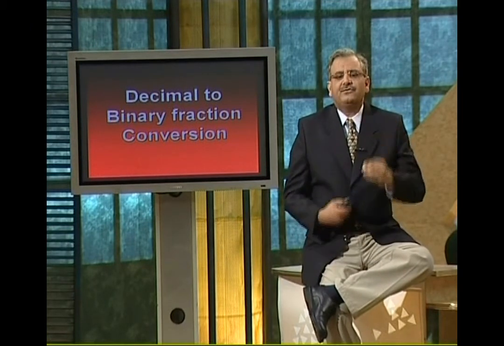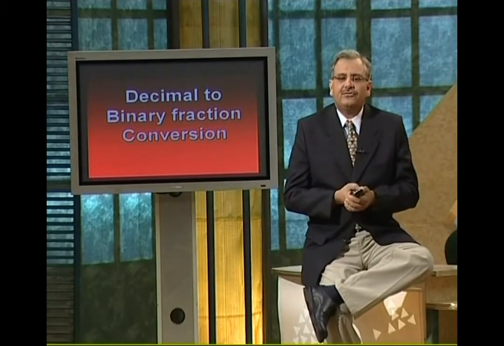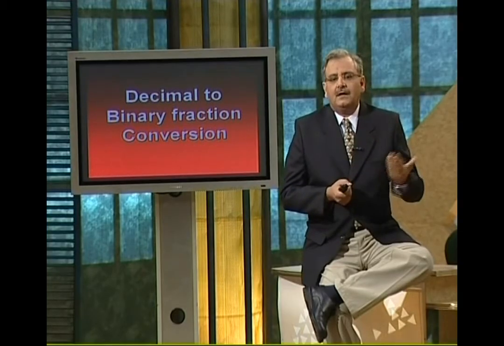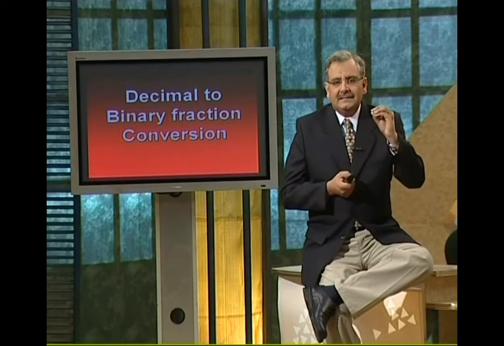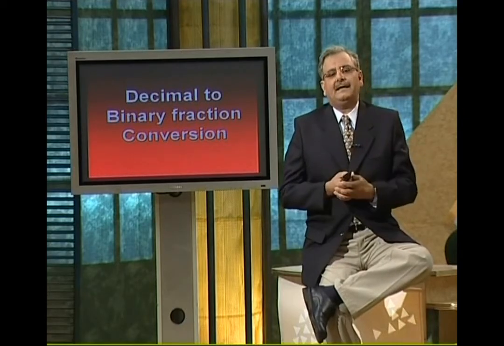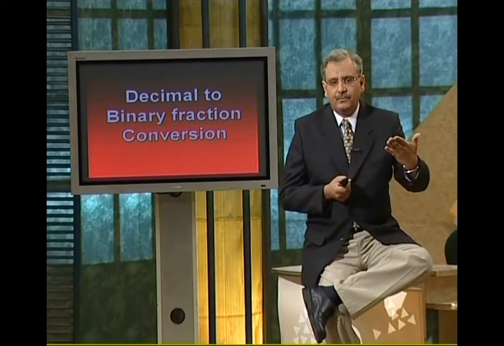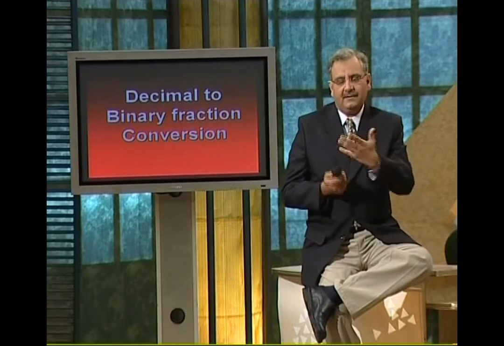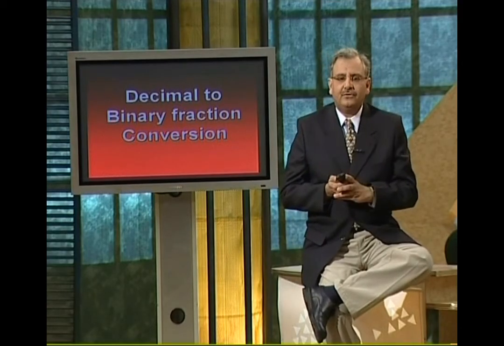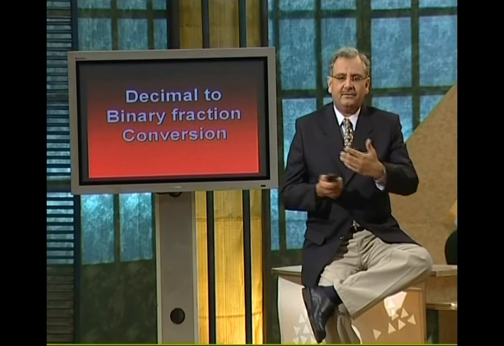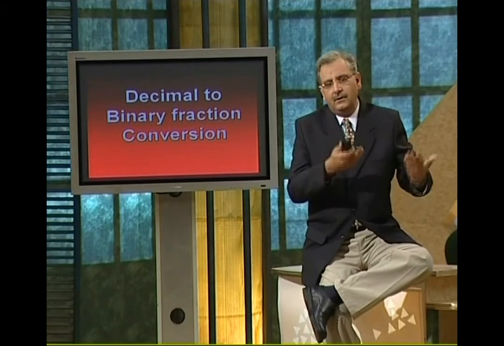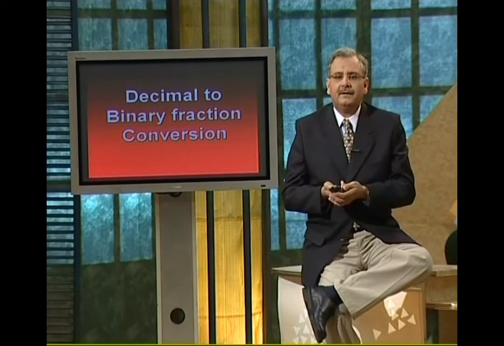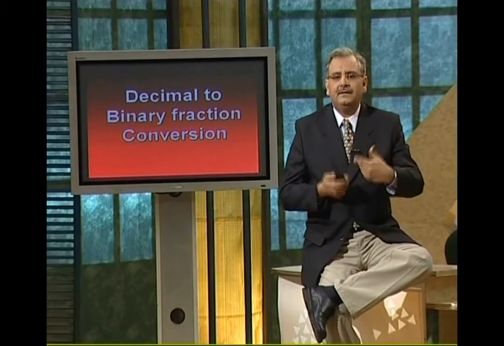So the method used there is the repeated multiplication by 2. So let's have a look at the method. But before we look at the example, in the repeated multiplication, you multiply the decimal number by 2. What do you get? You get a number which might have an integer part, 1 or a 0, and a fraction. So you note down the integer number, and you multiply the fraction again by 2. What do you get? You again get a number which has an integer part and a fraction.